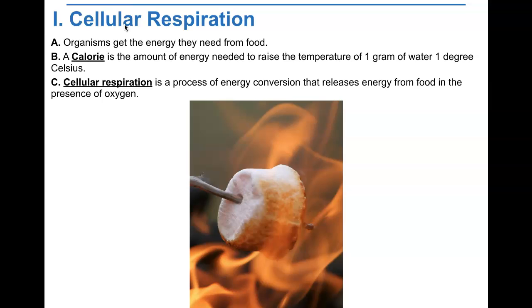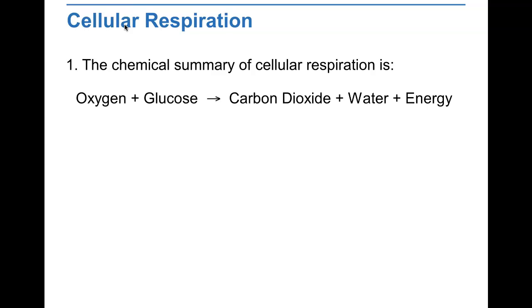If oxygen is available, organisms can obtain energy from food by cellular respiration. Cellular respiration is the process of energy conversion that releases energy from food in the presence of oxygen. Although cellular respiration involves dozens of separate reactions, an overall chemical summary of the process is remarkably simple. Cellular respiration requires oxygen and a food molecule such as glucose, and it gives off carbon dioxide and water and energy.